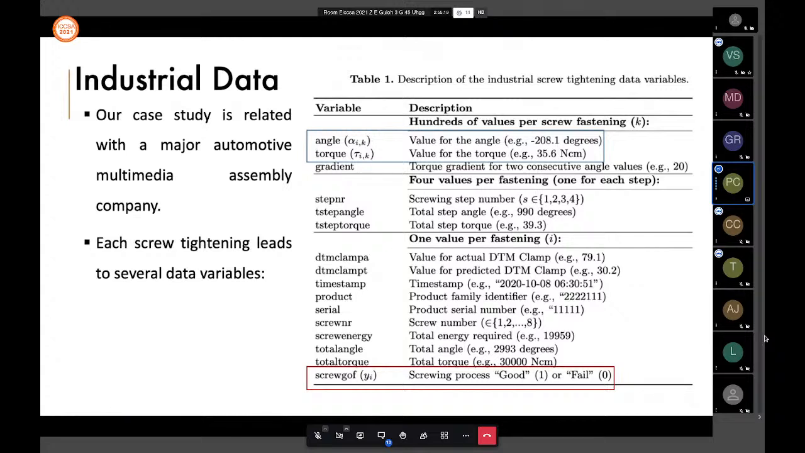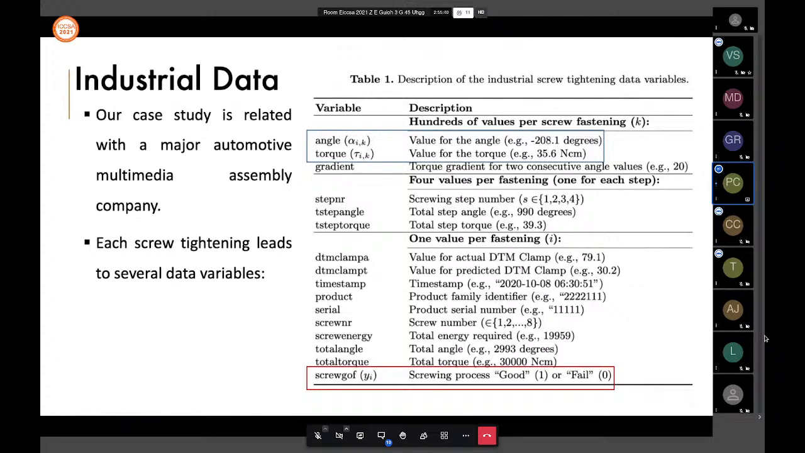The fastening cycle is also divided into 4 main steps, and for each step, the step number, the total angle, and the total torque are also recorded. And then there are other variables that are collected for each fastening cycle, like the energy.